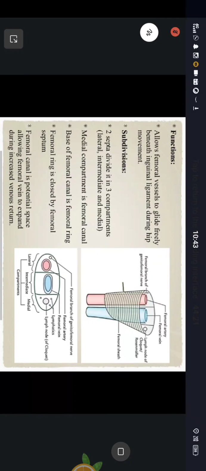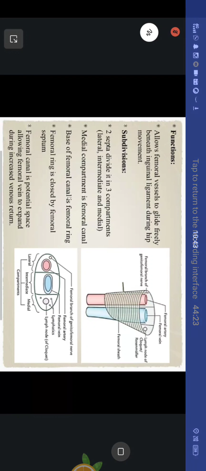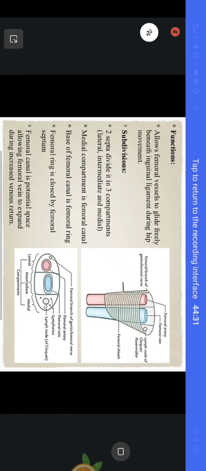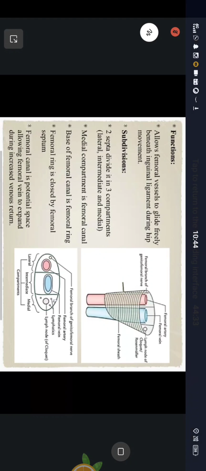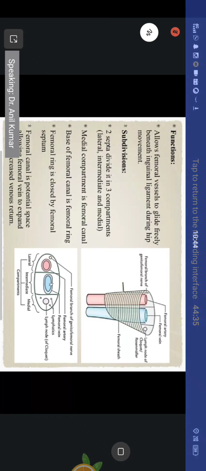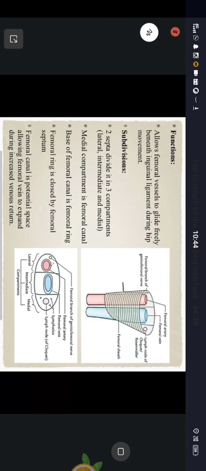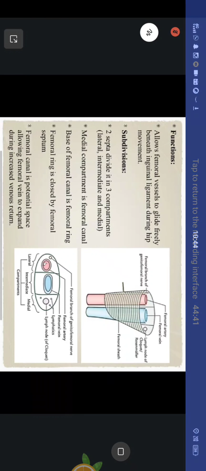Sorry, the medialmost compartment is called the femoral canal. The medialmost compartment of this femoral sheath is the compartment where the lymph node of Cloquet or Rosenmuller is present. It is called the femoral canal. And the intermediate compartment is for the vein and the lateral compartment is for the artery.